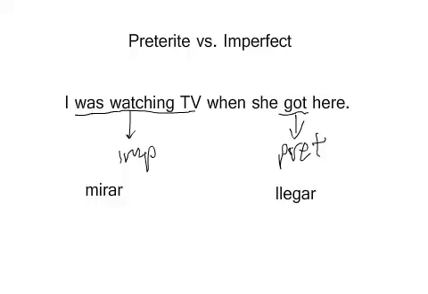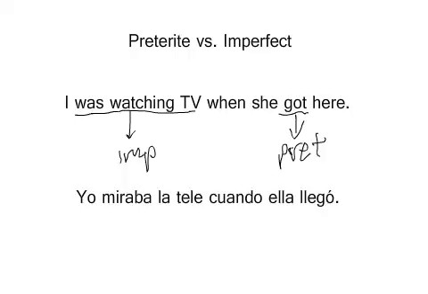We're going to use the verbs mirar for to watch and llegar for to arrive. If we're saying I was watching TV, that would be miraba in the imperfect tense. And she arrived, she got here, is the preterite tense, llegó. Then we can add in the rest of the words, which gives us yo miraba la tele cuando ella llegó. Again, we could say this the other way around, ella llegó mientras yo miraba la tele. The meaning would be the same. It's the tenses that give us the relevant information.